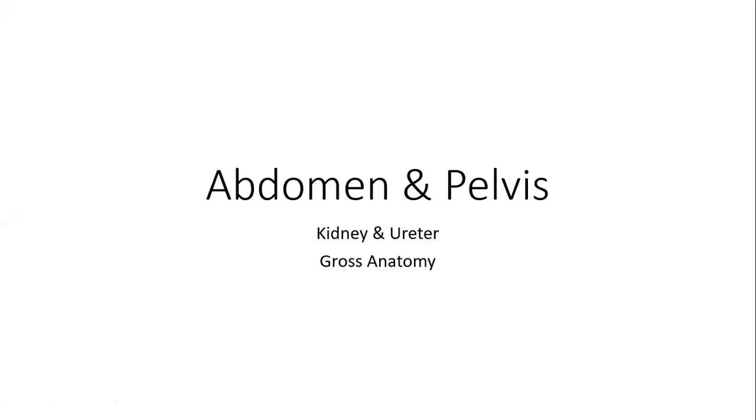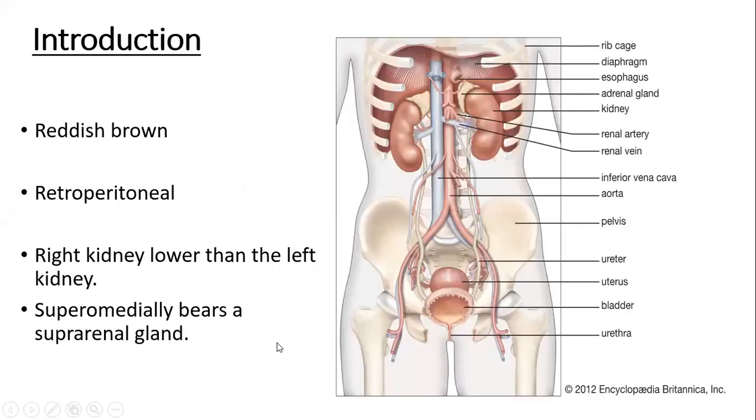Abdomen and Pelvis. Today's topic is going to be the gross anatomy of the kidney. Kidneys are organs which are reddish brown in color, and they are lying on the posterior abdominal wall behind the peritoneum. That's why they are called retroperitoneal.